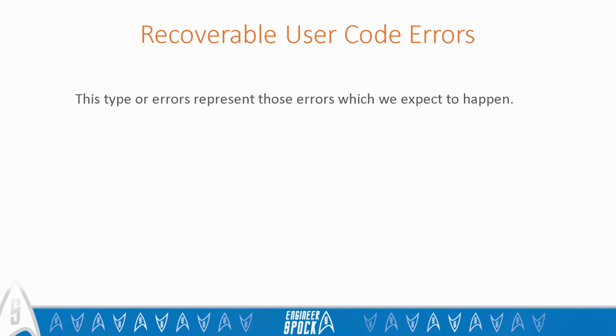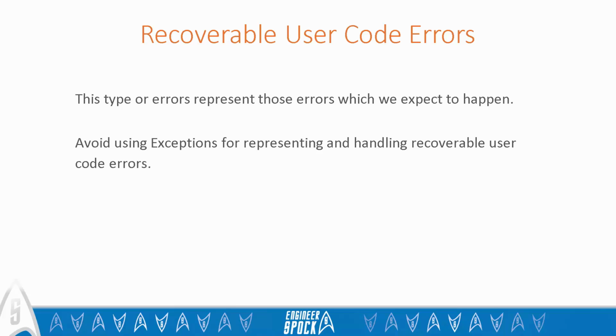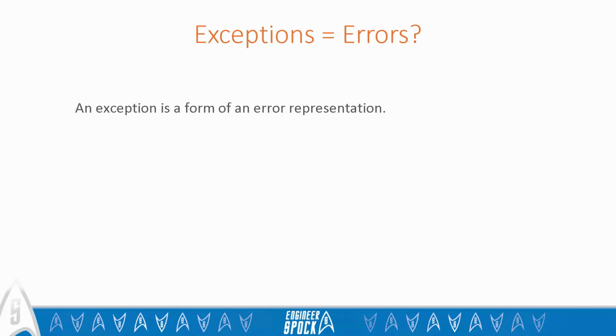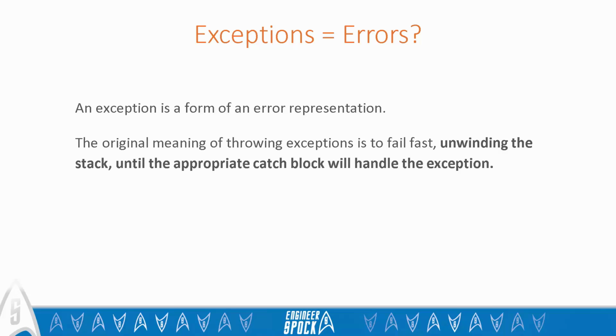C# books don't make any difference between different types of errors, so they suggest to rely on exceptions in the case of recoverable user code errors as well as in any other cases. And this is horrible. Even error codes are better than exceptions when dealing with this type of errors. Though we will not use error codes, there is a much more elegant way which we will learn a little bit later. Remember, errors are not exceptions. An exception is a form of an error representation. The original meaning of throwing exceptions is to fail fast, unwinding the stack until the appropriate catch block will handle the exception. The most important part here is the unwinding the stack. This is the main difference from returning an error.